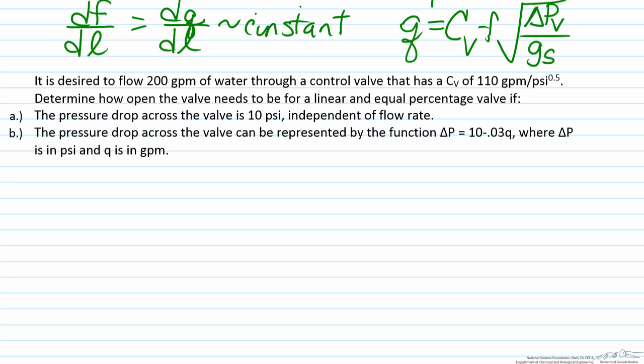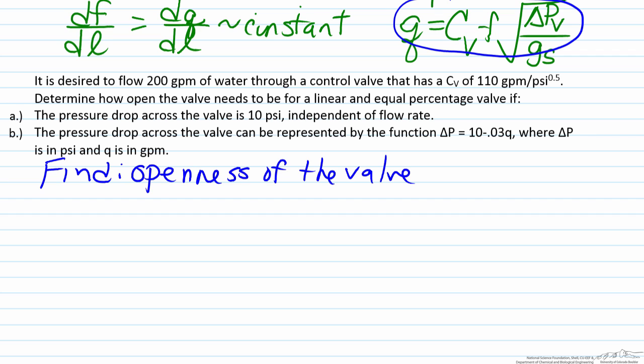One, where we have a pressure drop of 10 psi constant, independent of the flow rate of water. And then we have one where the pressure across the valve can be represented by the function provided, which shows delta P as a function of Q. So to do this, we can start with the valve equation here and recognize that our goal here is to find the openness of the valve.